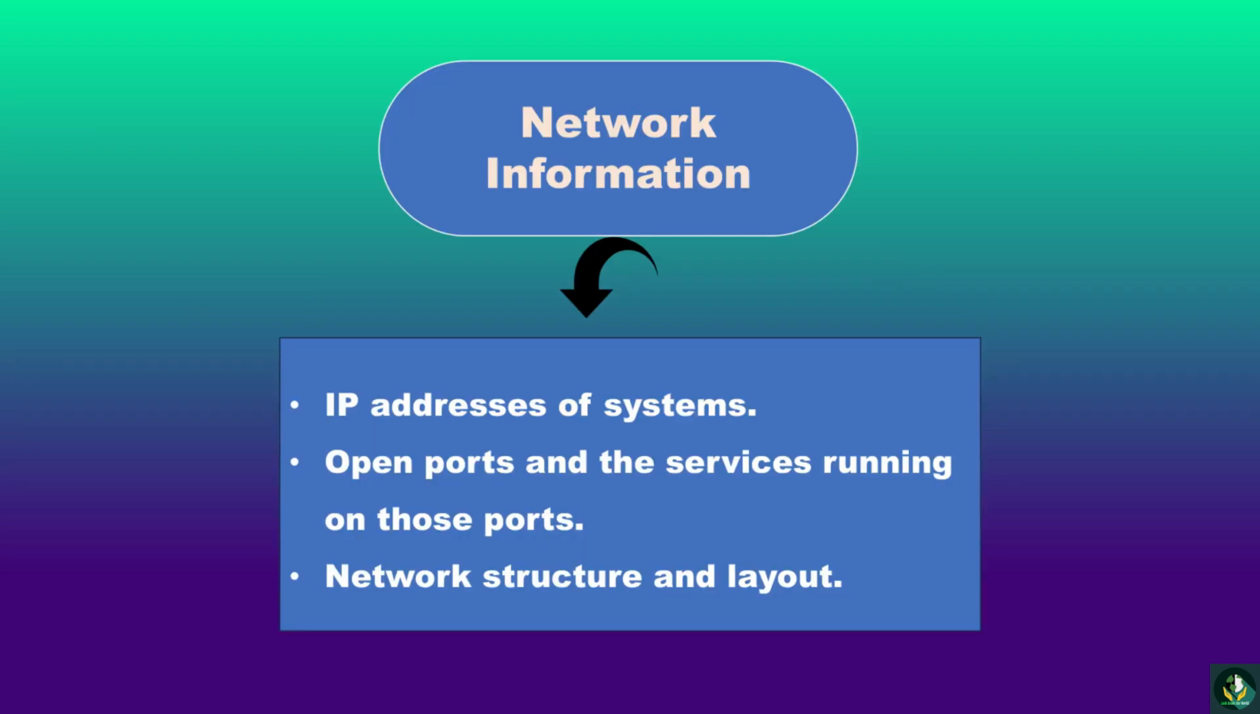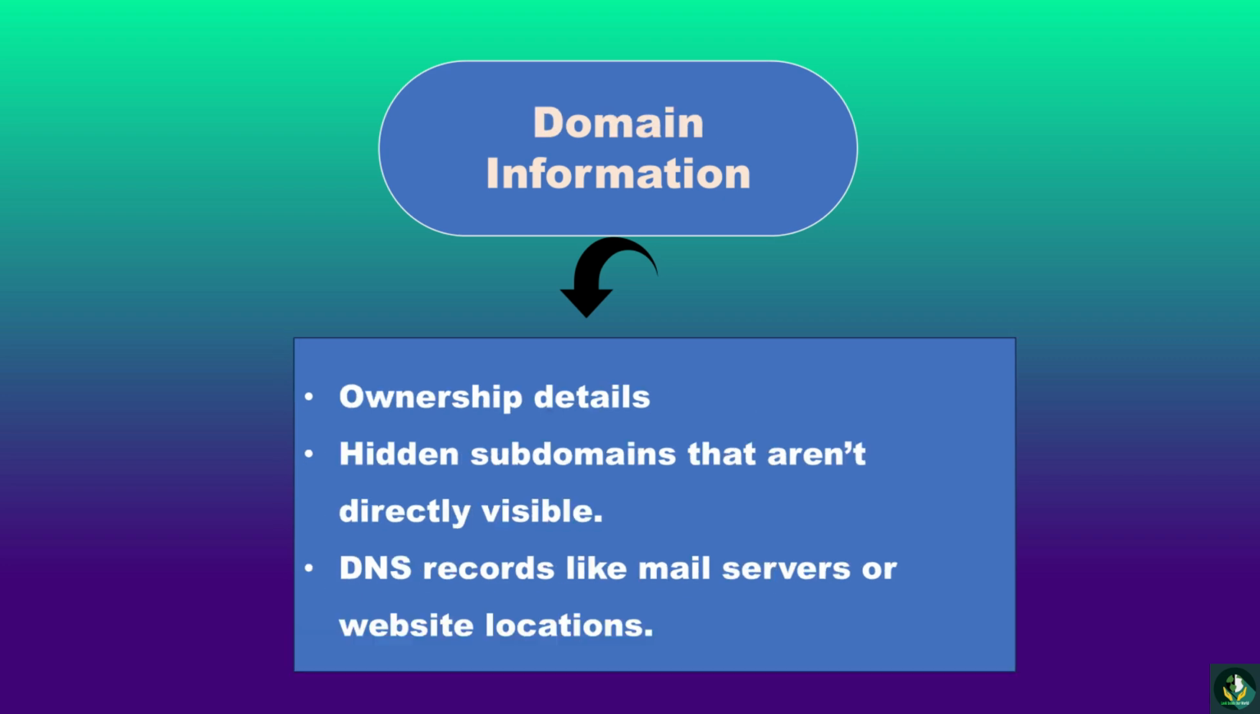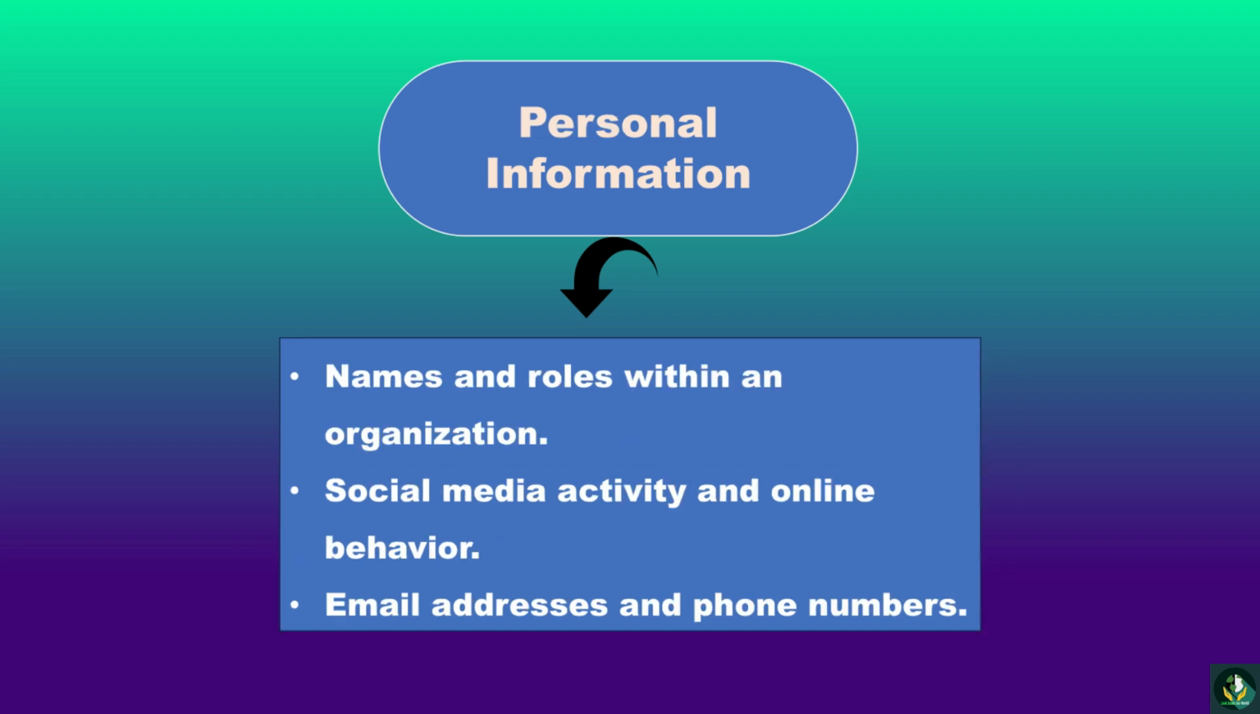First, we have network information. This includes details like IP addresses of systems, open ports and services running on those ports, network structure and layout. Next, we have domain information. When looking into websites, you can gather ownership details, hidden subdomains that aren't directly visible, DNS records like mail servers or website locations. Now let's move to the personal information. This could be data about individuals, like their names, roles in the organization, or even their social media activity.